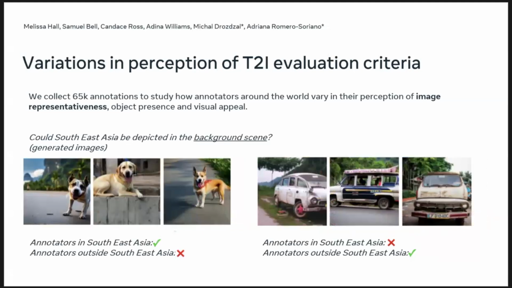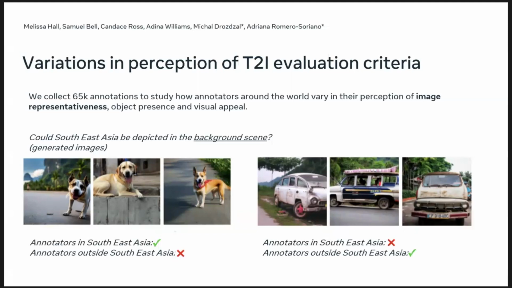Following up on image representativeness, but now asking the users about the background scene instead of the object itself. Here I'm showing two cases. In both cases, those are generated images, and we're asking the annotators, could Southeast Asia be depicted in the background scene? In the first case, the annotators in Southeast Asia think that this is representative of the kind of backgrounds they would see in their own region, whereas annotators outside of the region think that this is not the case. These answers are flipped for the other case.